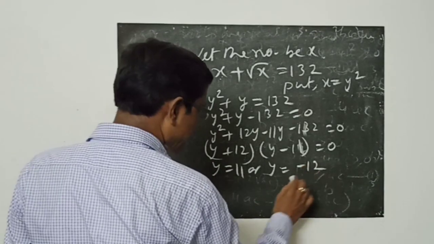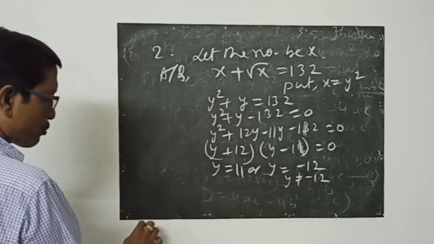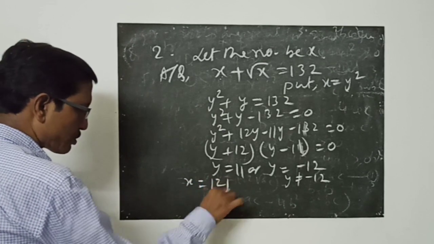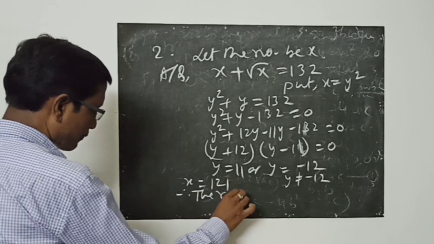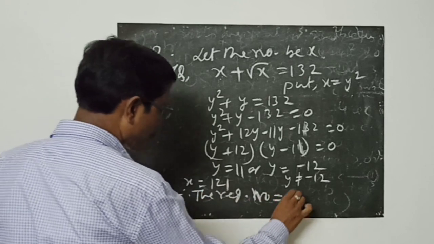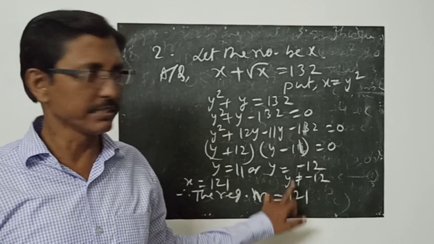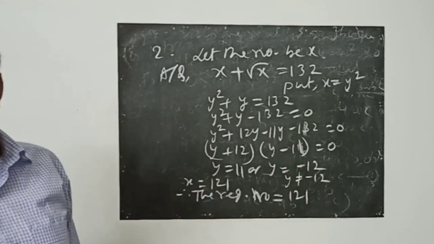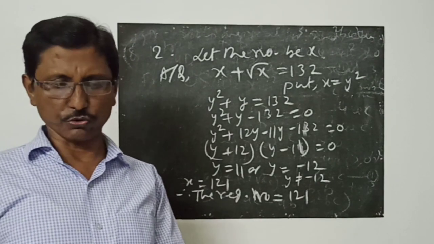So since root x is not equal to negative, y should not be minus 12. So y equal to 11, मतलब क्या हो गया? x equal to y square, that means 121. Therefore, the required number is equal to 121. देखो, 121 and its positive square root we have taken, that is 11, you will get their sum is equal to 132. So in this way, once we express them into that form, then you can do it also.